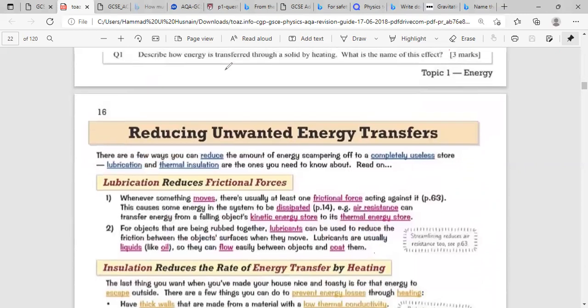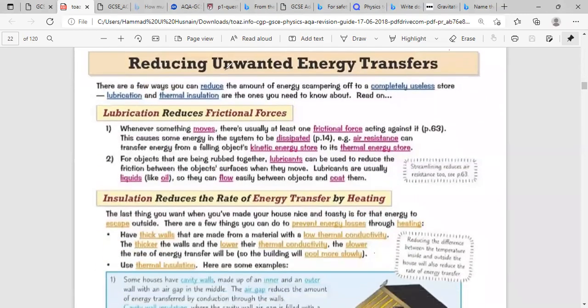So this is how the energy transfer happens. Now, moving forward, reducing unwanted energy transfers. We studied in yesterday's class that we have certain energy losses. Can you tell me what is meant by energy loss or energy dissipation? We have studied it yesterday. Can you explain what we studied about energy dissipation or energy losses yesterday?